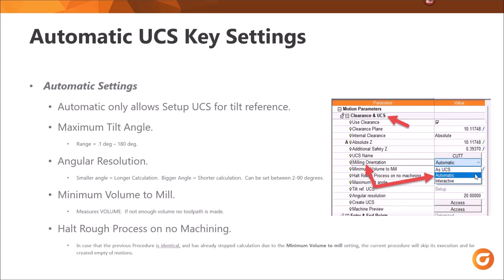Halt rough process on no machining. In case that the previous procedure is identical and has already stopped calculation due to the minimum volume to mill setting, the current procedure will skip its execution and be created empty of motions. This is useful for templating. If you have a handful of these you load in, you don't want it to continue if there's no reason. It just takes up time. So, just a setting to be aware of.